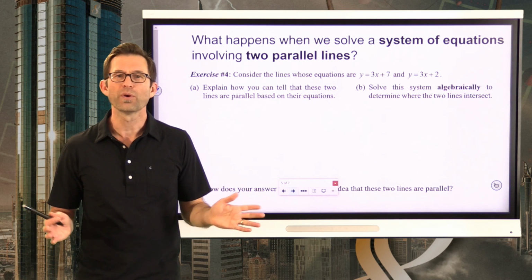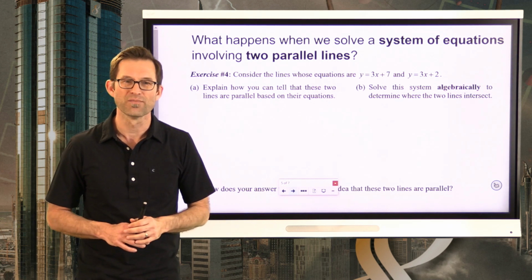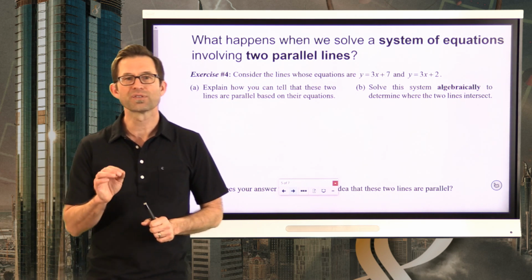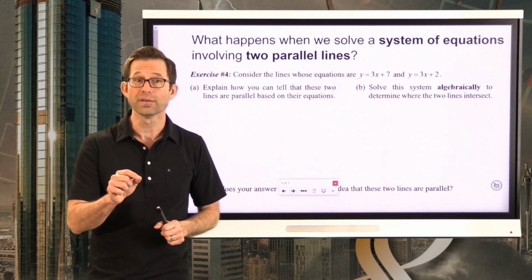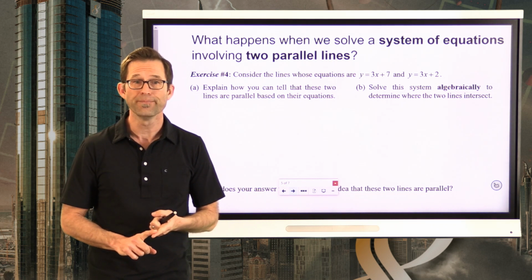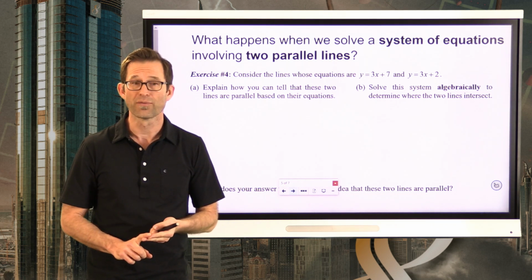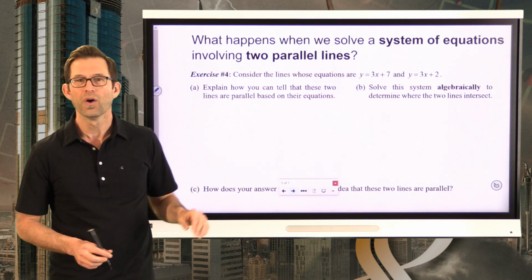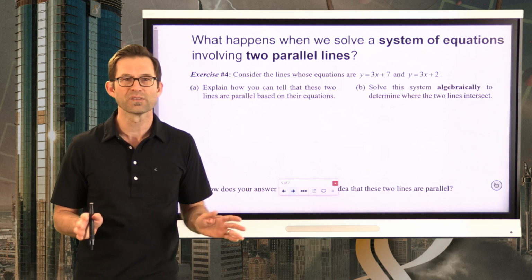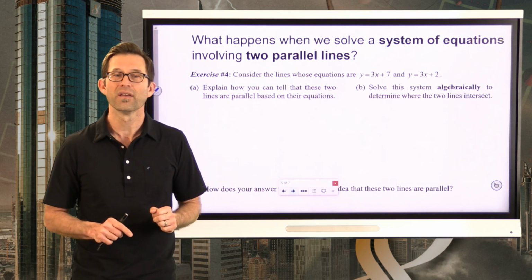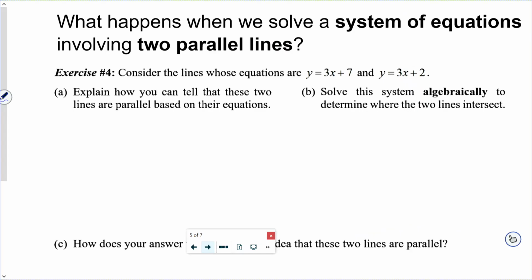What happens if we try to solve a system of equations involving 2 parallel lines? Now this is really kind of cool. We've solved systems of equations for the last 2 lessons. Last lesson we solved them algebraically. The previous lesson we solved them graphically. So my question is, without any kind of grid, what would happen if I tried to solve a system of equations where the 2 lines were parallel? Let's explore that a bit in exercise number 4.